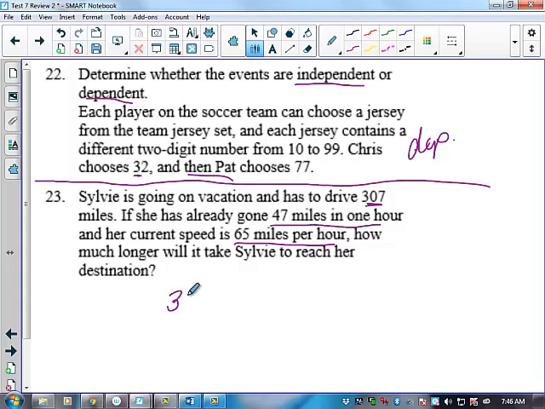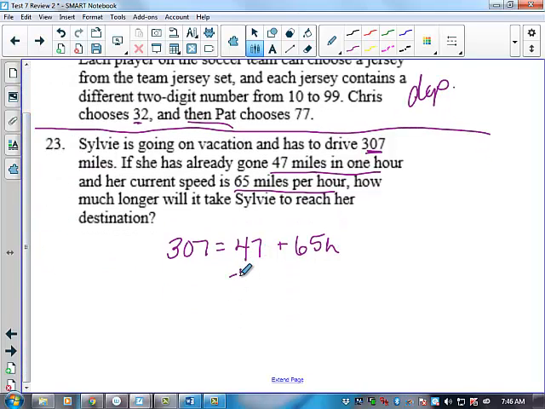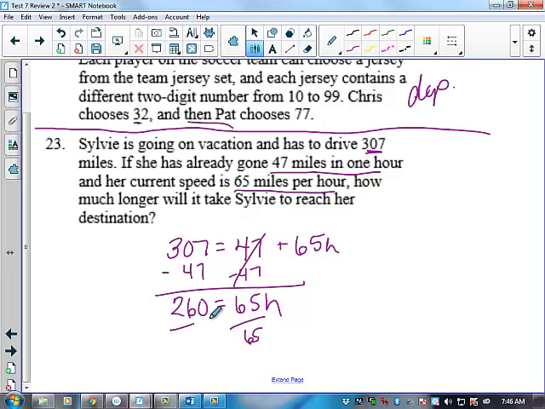So that means her total was 307. She's already driven 47 miles. Plus, she's going 65 miles per hour. Okay? So all I have to do is solve this now. So I'm going to subtract 47 from both sides. So when I do this, I get 260 equals 65h. And if I take 260 divided by 65, I get 4 hours.